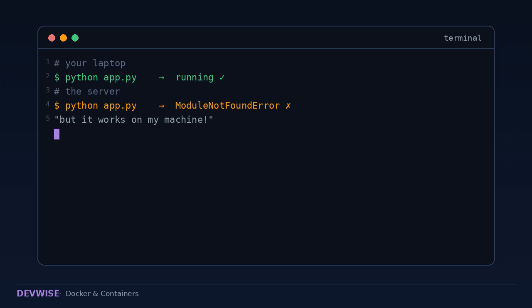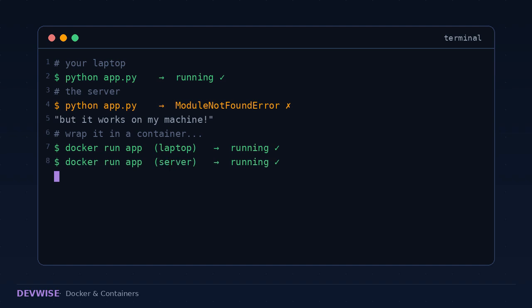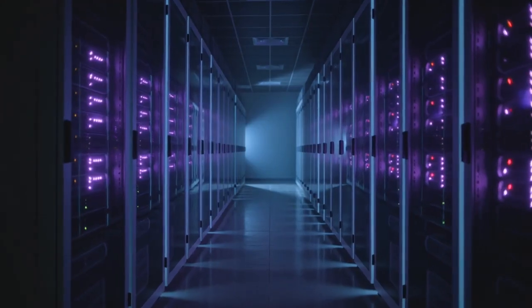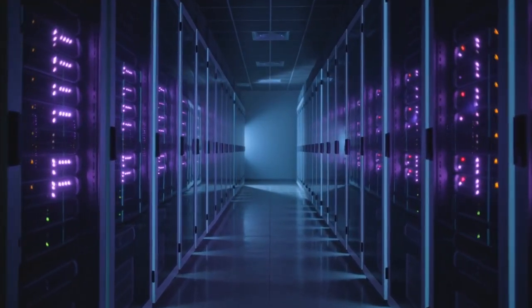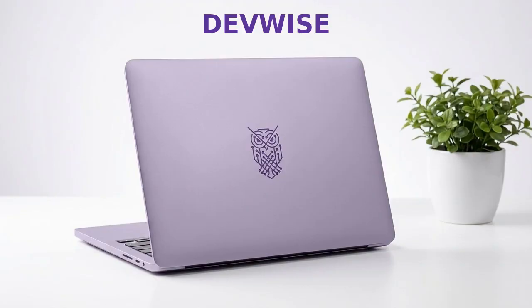Different operating system, a missing library, the wrong version of Python, an environment variable nobody documented. Hours vanish hunting a problem that only exists because your machine and the server aren't the same machine. Docker made that entire category of problem disappear, and it did it so well that by 2026, nearly three-quarters of all professional developers use it.